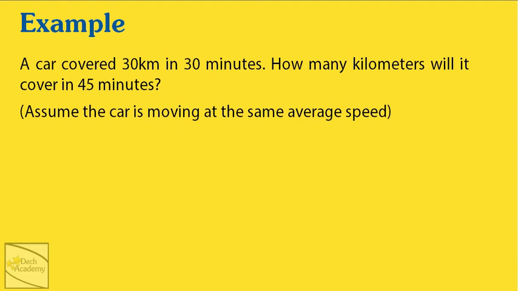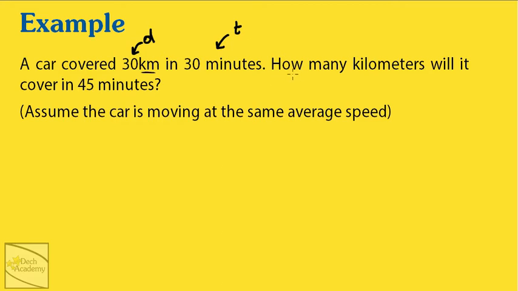So here's an example question testing some of the things we've just learned. It says a car covered a distance of 30 kilometers in 30 minutes. So this is the distance, which I'm going to call D, and this is the time taken, which I'm going to call T. You know it's time because it's minutes. You know this is a distance because of the units of kilometers.